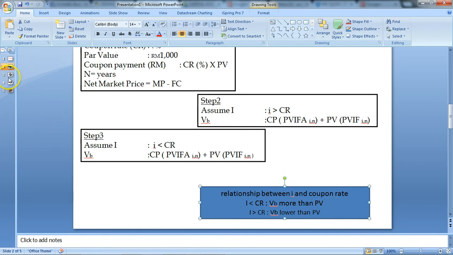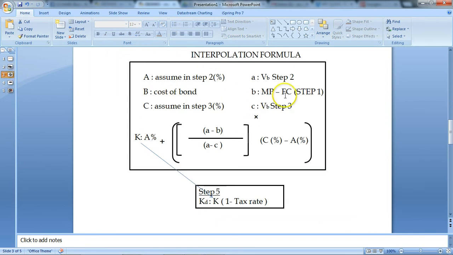Next, after you get your step 2, what is your I? Then you get your value of bond. So these two answers we need to know. And what is your I for step 3, lower than CR? When I is lower than CR, you need to find what your value of bond is. Class, after you get your step 2 and step 3, you will substitute into the interpolation formula.